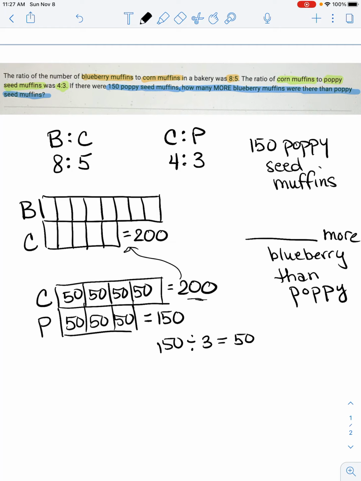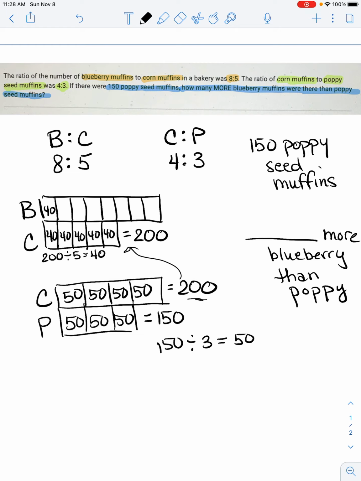And so I have 200 corn muffins, and I have 1, 2, 3, 4, 5 boxes. So 200 divided by 5 is going to give me 40. Okay, and so in this case, a 40 goes in each box.